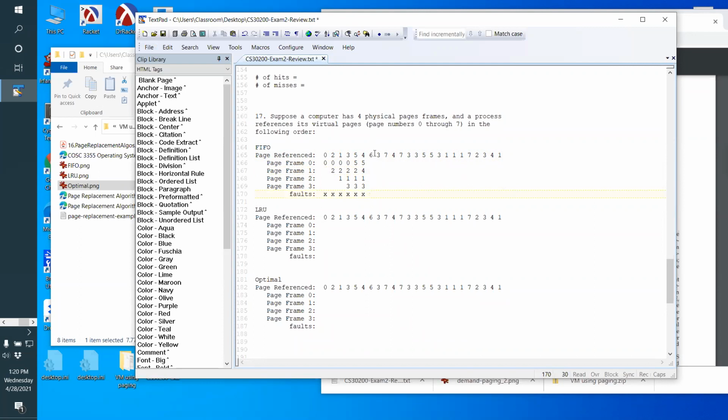Okay. Now we need to bring in 6. 6 is not in memory, so somebody has to be kicked out. So now we have to think: we need to kick out whoever has been in memory the longest. 4 was just brought in, 5 was just brought in.